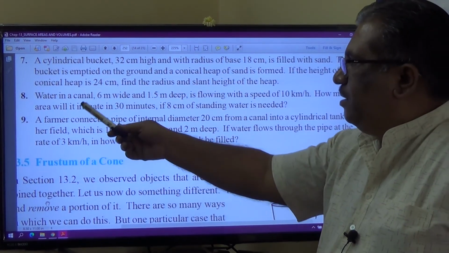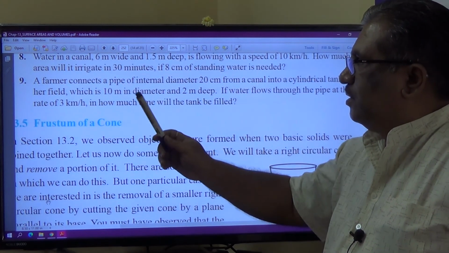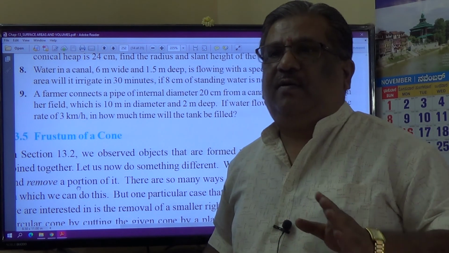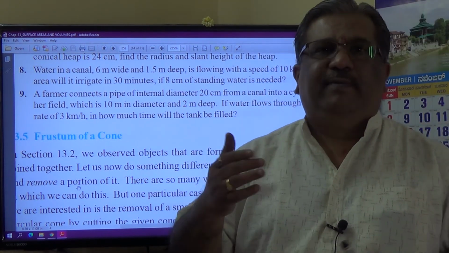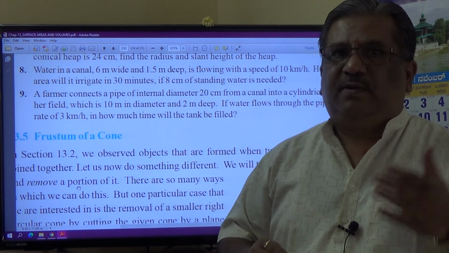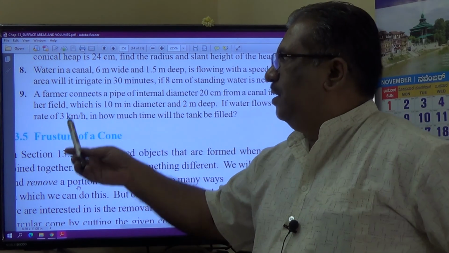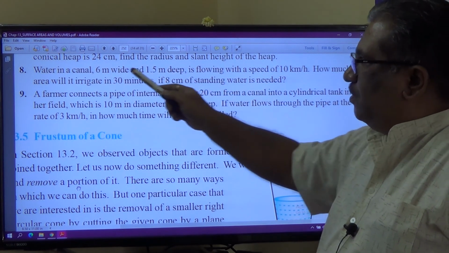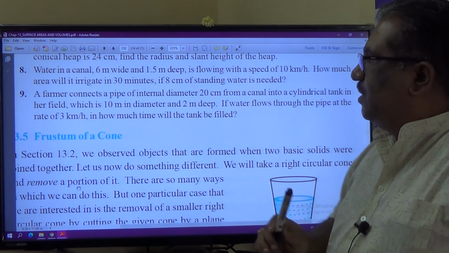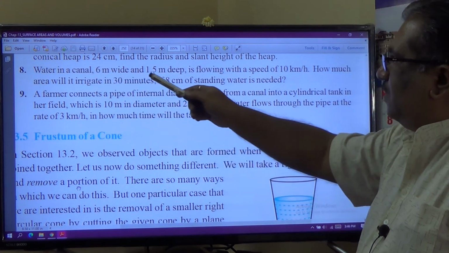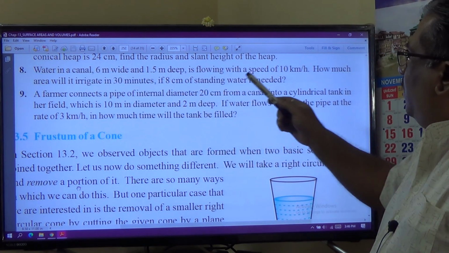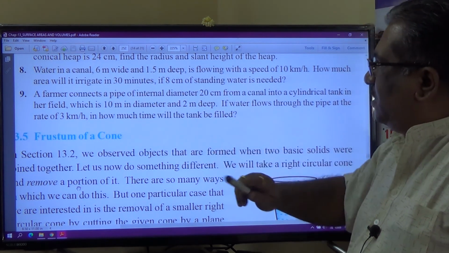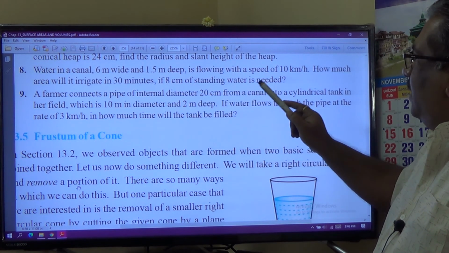Question number 8. Before we solve this question, I hope you have understood the formula of flow of water through a pipe in given time. Based on that, we'll solve these two numericals. Question number 8: Water in a canal 6 meter wide and 1.5 meter deep is flowing with a speed of 10 kilometers per hour. How much area will it irrigate in 30 minutes if 8 centimeter of standing water is needed?